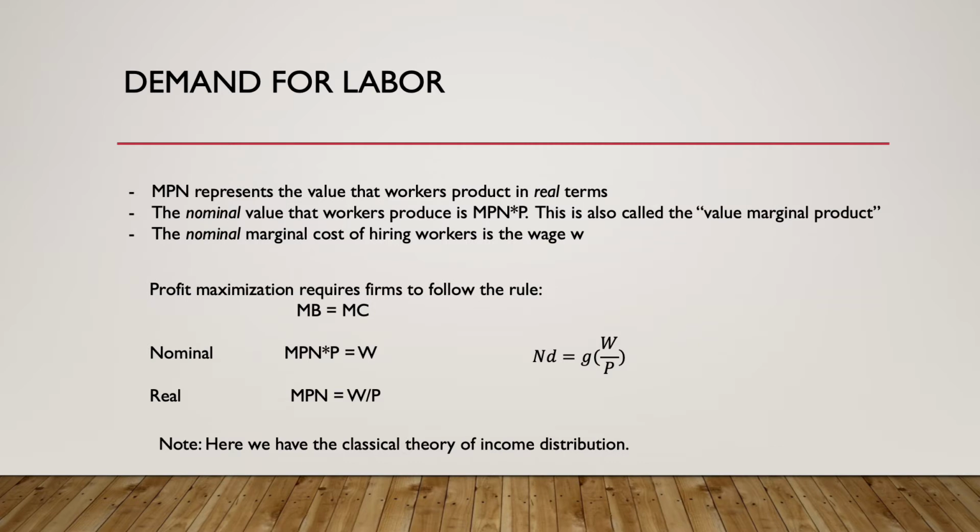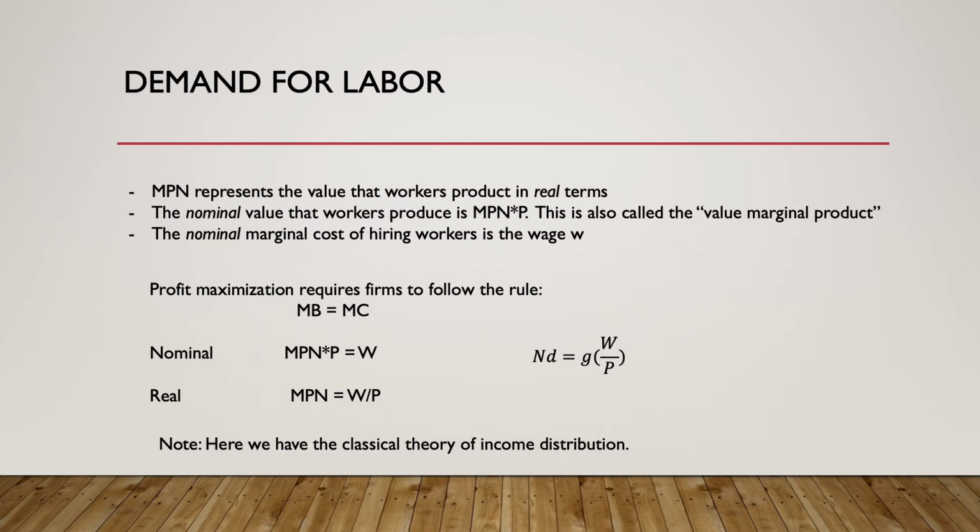And of course, marginal product of labor is a real variable as well. It's the number of units of output that we've produced. So we've got this equilibrium demand for labor expressed in nominal terms: value marginal product of labor is equal to the nominal wage, and also in real terms, the marginal product of labor is equal to the real wage.